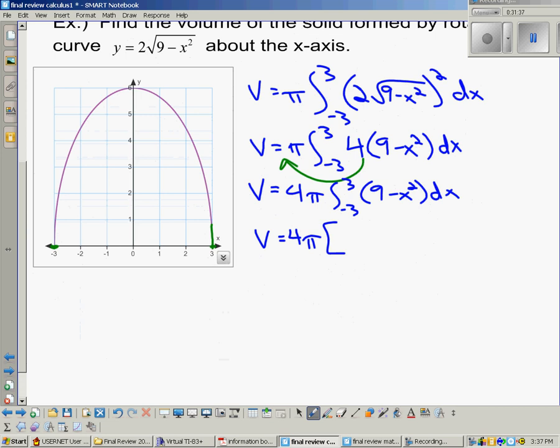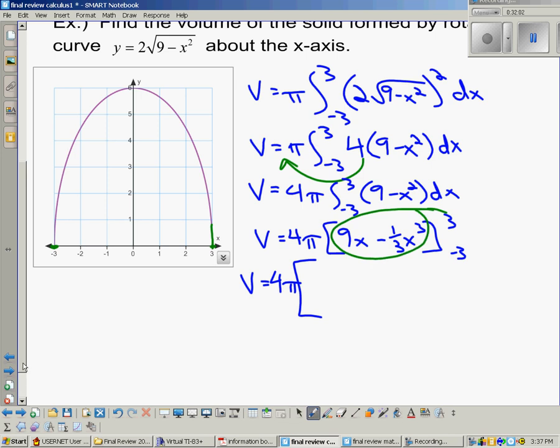Okay, finally we get to integrate. The integral of 9 is 9x minus, this one's going to be an x to the power of 3. I need a 1/3 in front, from 3 to negative 3. All right, let's get some big brackets here. This is going to be whatever I get when I sub in 3 to the whole function. Okay, so 9 times 3. Maybe I'll do that in green to keep it clear which part is which. 9 times 3 is 27, minus 1/3 times 3 cubed, so that's 1/3 times 27. That would give us 9.